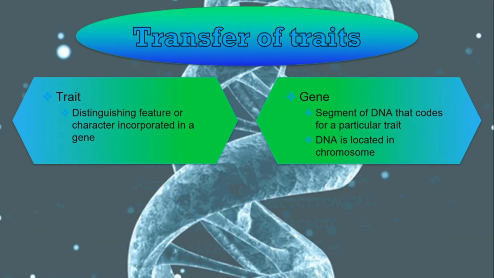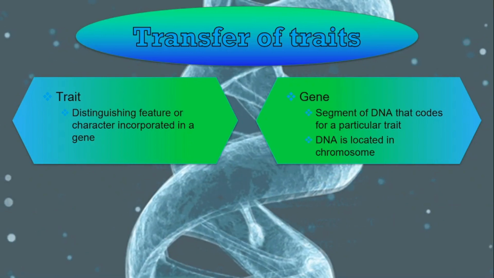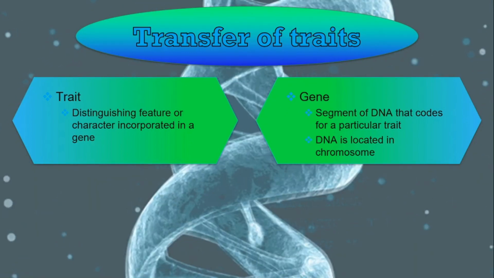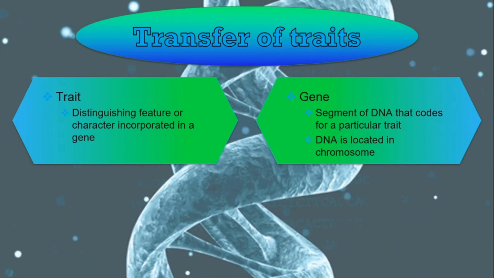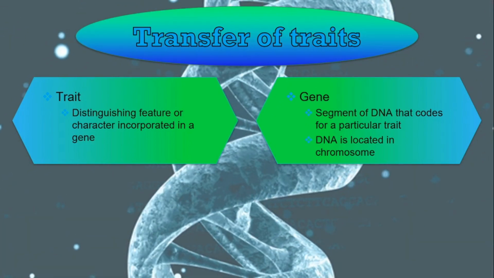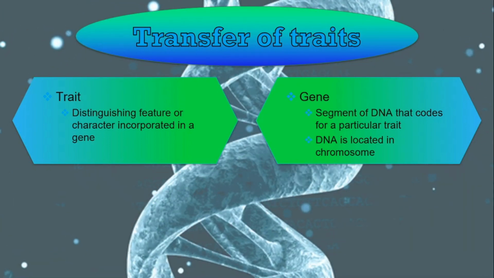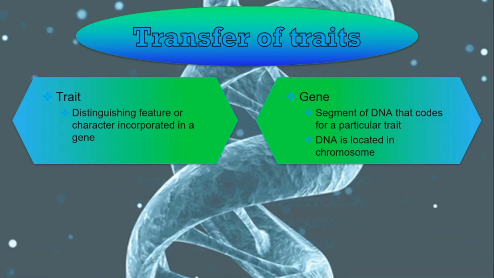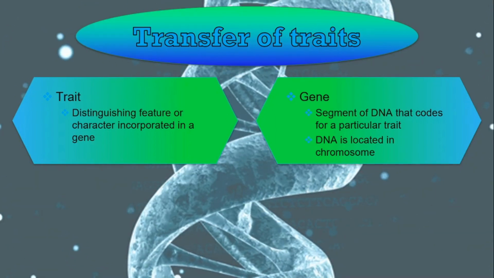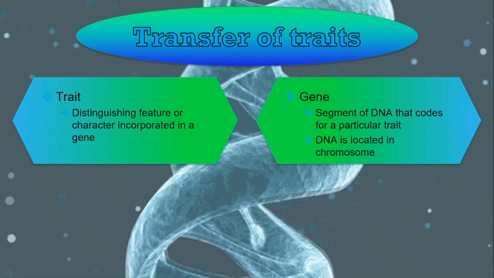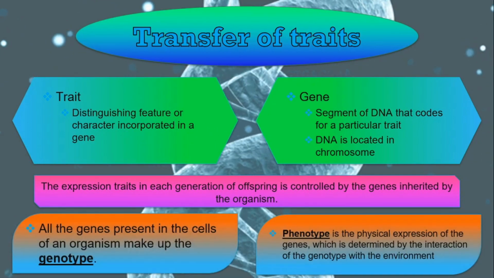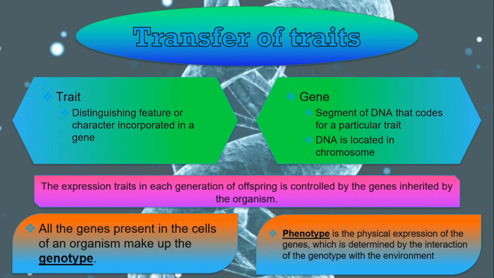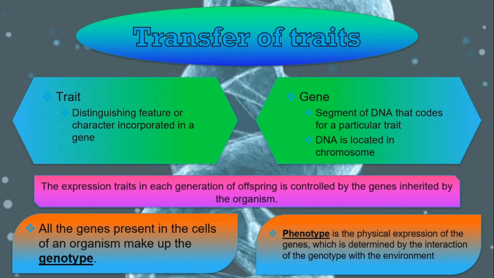Transfer of trait. A trait is different from a gene. A trait is the distinguishing feature or character incorporated in a gene, while a gene is a segment of DNA that codes for a particular trait and can be located in the chromosome. DNA is located in the chromosome. The expression of traits in each generation of offspring is controlled by the genes inherited by the organisms.